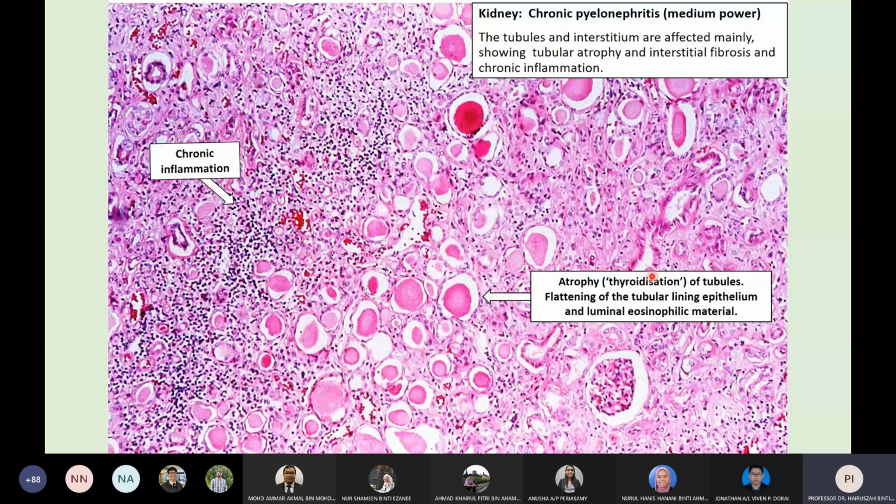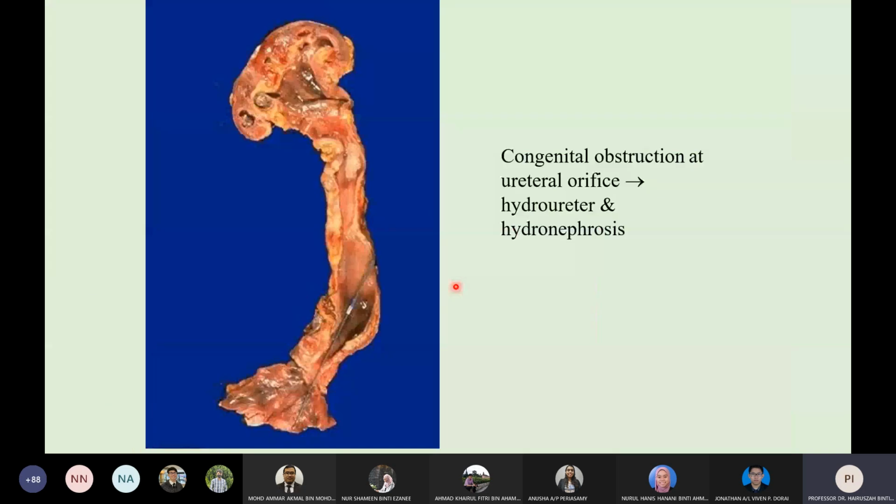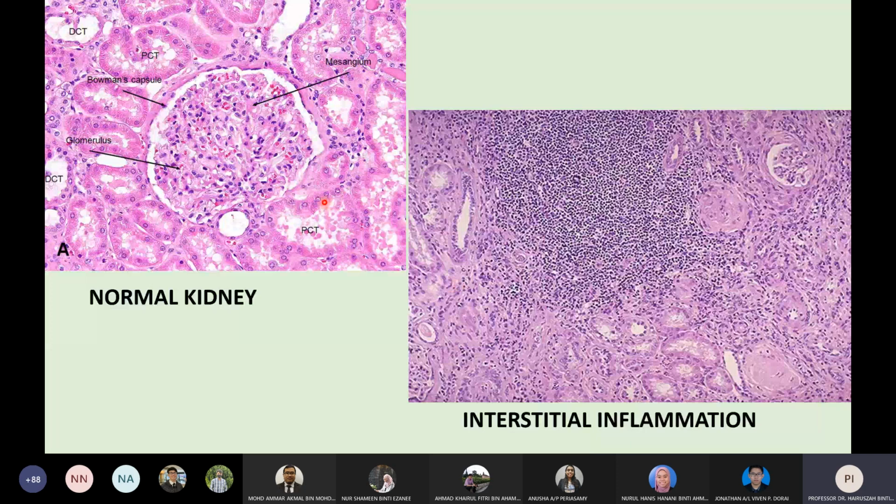But basically they are actually atrophied. If only I could zoom to high power. This is one tubule. The lining of the epithelium is no more. And just now, do you see how nice these tubular lining cells were, from cuboidal to squamous? Yes, they're very nice and very pretty looking.